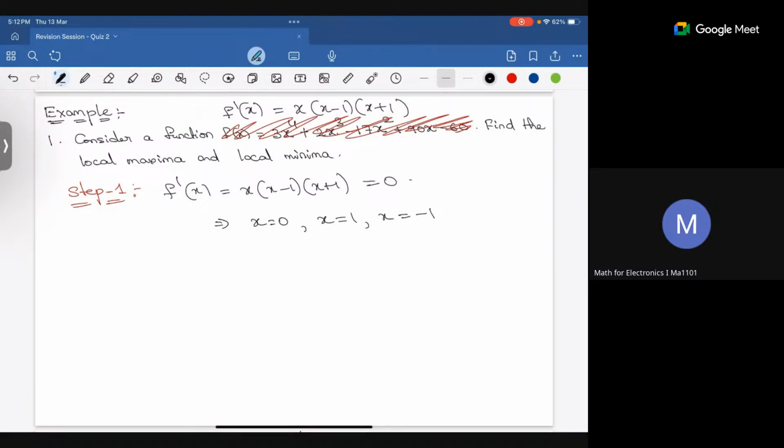So if f prime of x itself is given to us, then we equate it to 0 and see at what points the first derivative is being 0. And at these 3 points, the first derivative is becoming 0.